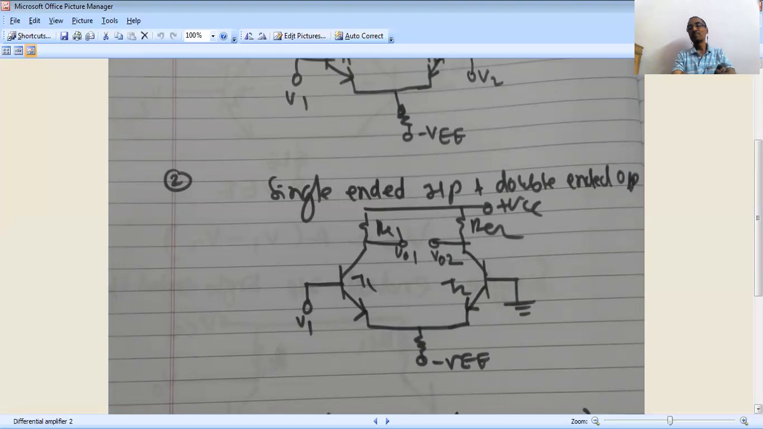So, how you are going to remember this first type and second type? First type is double input, double output. Second type is single input, double output. Whenever there is a single input, one of the input terminals is grounded as shown in this figure.